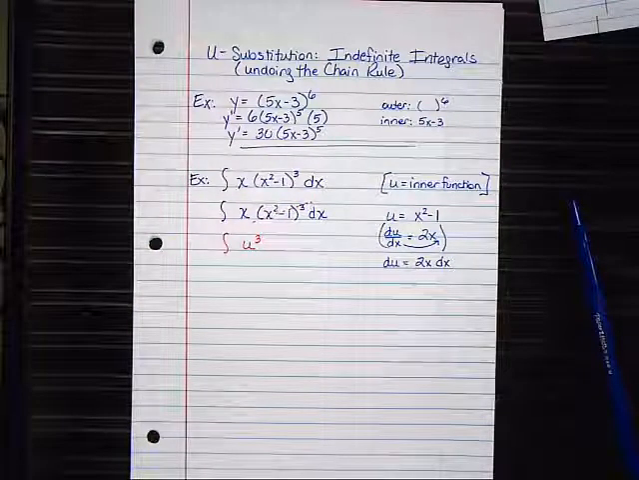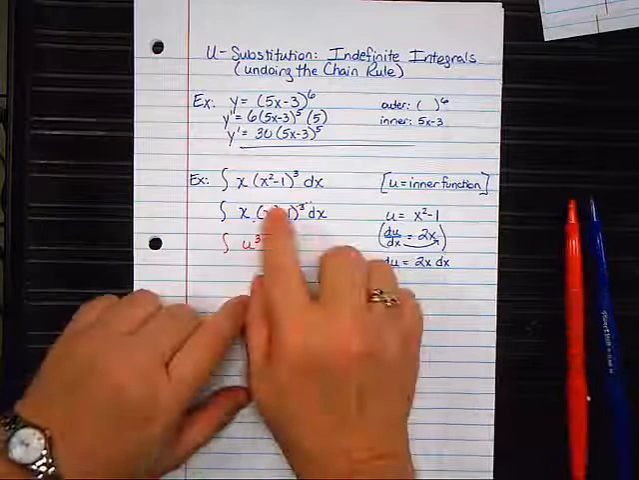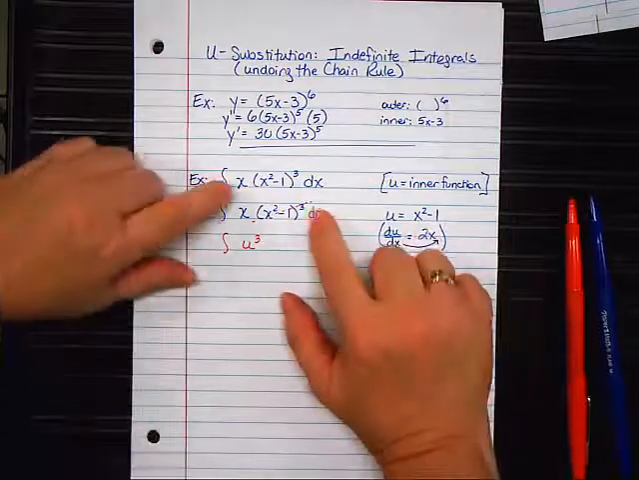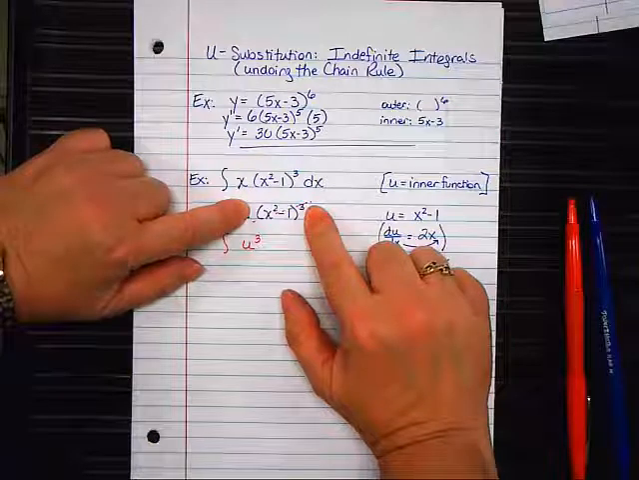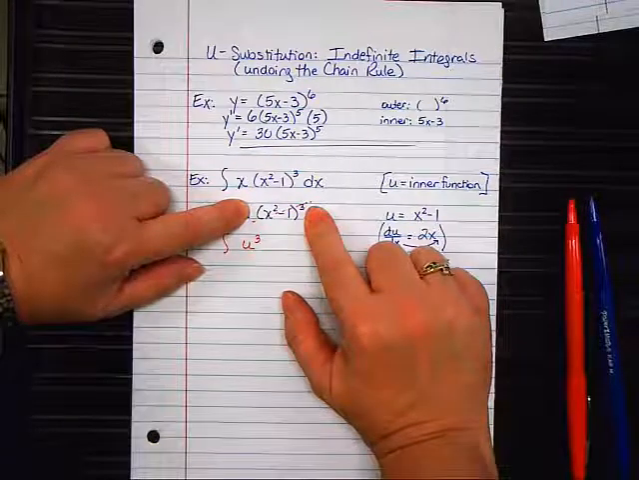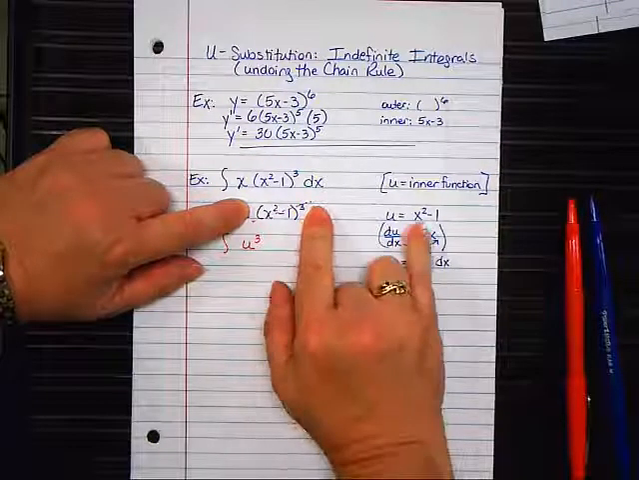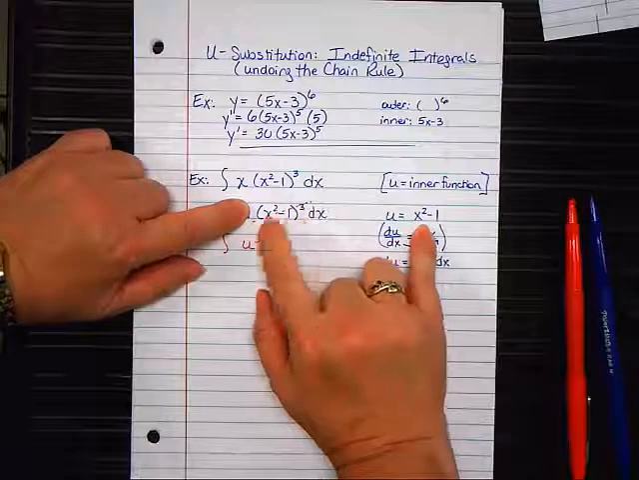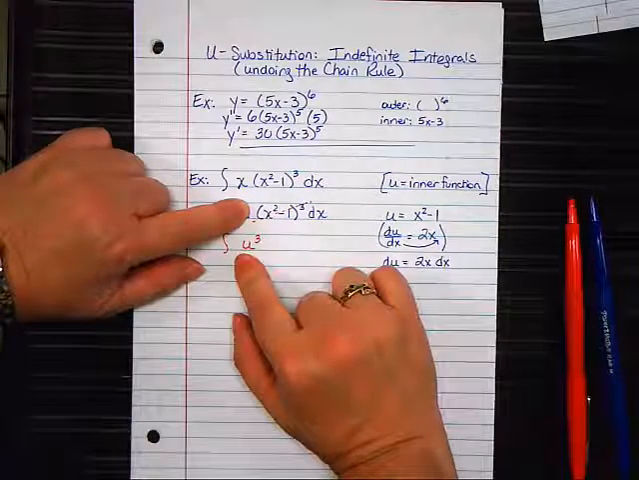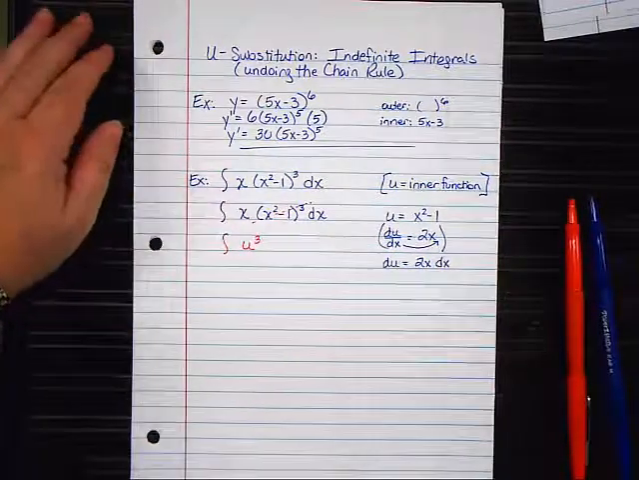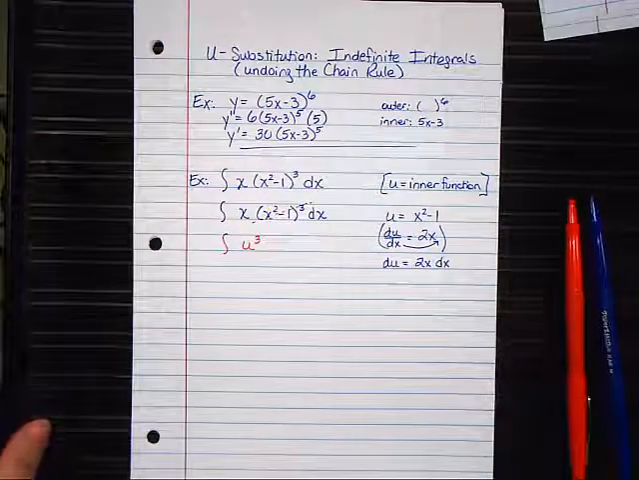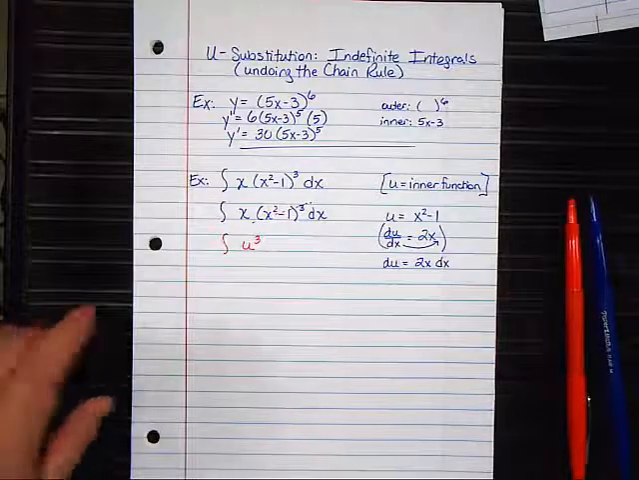Wait, I didn't get that at all. Okay, let me say it again. u is x squared minus 1. I'm looking just at that. If u is x squared minus 1, isn't that u to the third? Yes. u is x squared minus 1, so I'm turning the x squared minus 1 into a u. Okay? Oh, yeah, sorry. You're not the only person who's had that happen. It just takes a minute to click. Okay. It's okay.